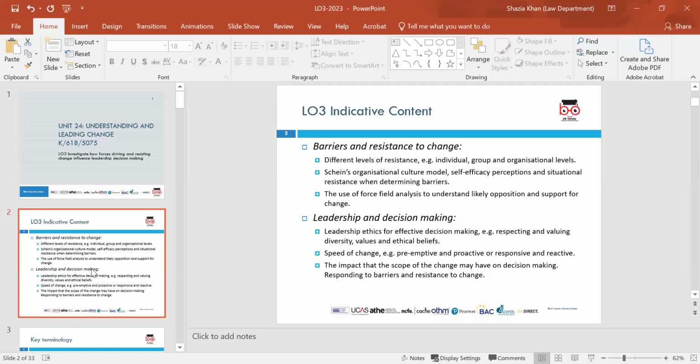We look at leadership and decision making. So leadership ethics for effective decision making, respecting and valuing diversity, values and ethical beliefs, speed of change, preemptive and proactive, or responsive and reactive. And we look at the impact of the scope of change on decision making.